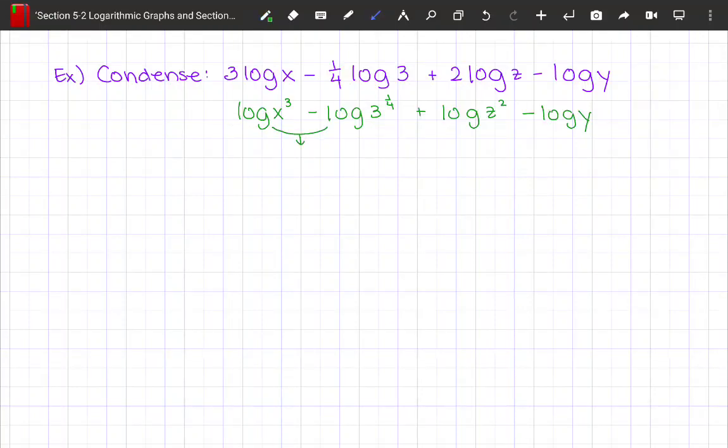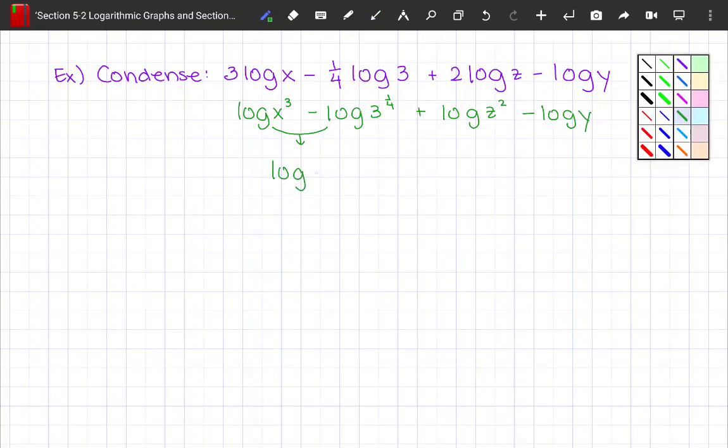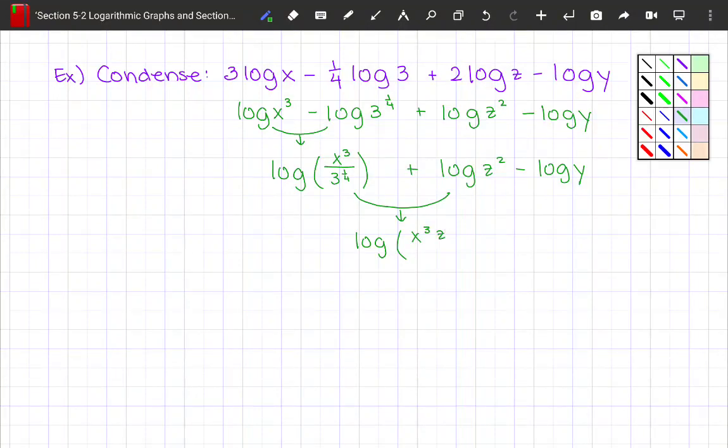Because now, we've used our power property, so now it's just subtractions and additions. So it's going to be using product and quotient, if I just do them 2 at a time. So this is quotient, because there's subtraction. So I'm going to do log of x cubed over 3 to the 1/4. But then I still have plus log z squared minus log y. Okay, now I'm going to go ahead and combine those two together. It's an addition sign, so that means I'm going to multiply the arguments. So I will have x cubed z squared over 3 to the 1/4, but then it's minus log y.